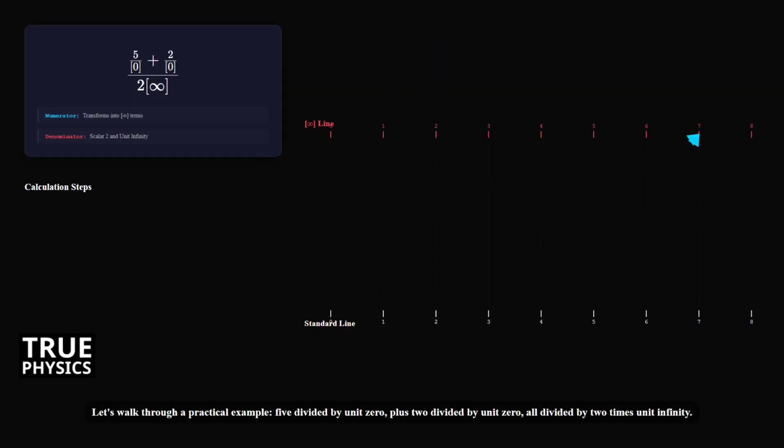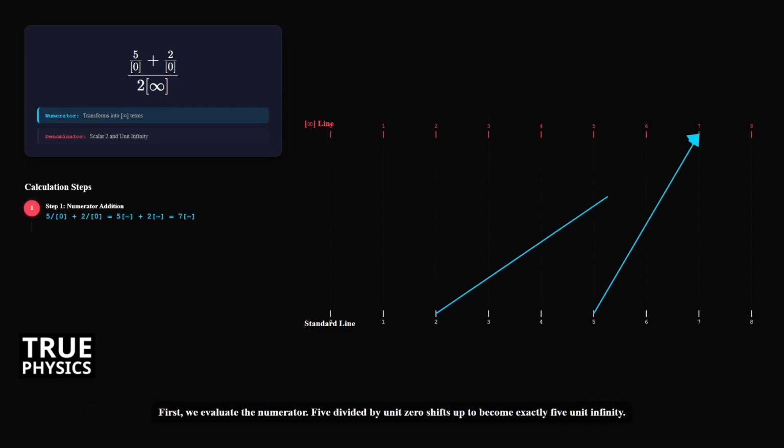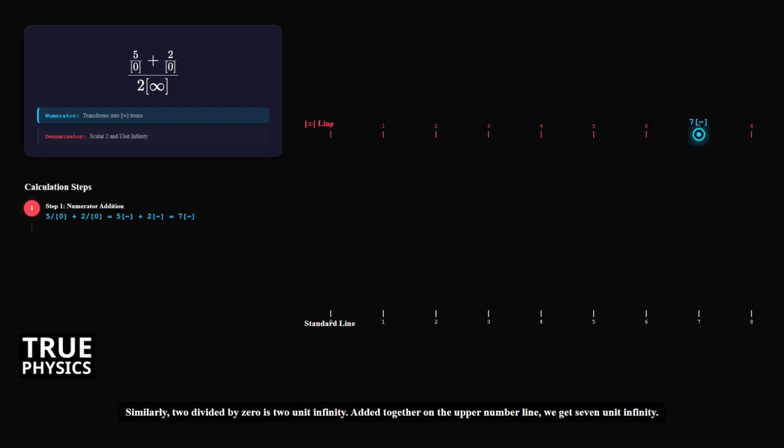Let's walk through a practical example. 5 divided by unit 0 plus 2 divided by unit 0, all divided by 2 times unit infinity. First we evaluate the numerator. 5 divided by unit 0 shifts up to become exactly 5 unit infinity. Similarly, 2 divided by 0 is 2 unit infinity. Added together on the upper number line, we get 7 unit infinity.